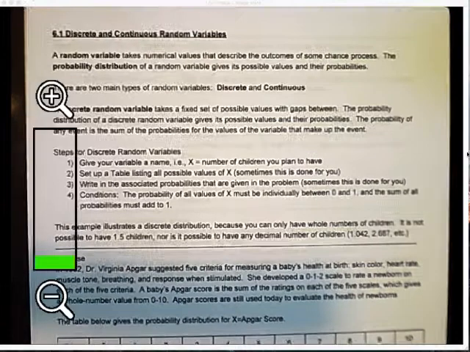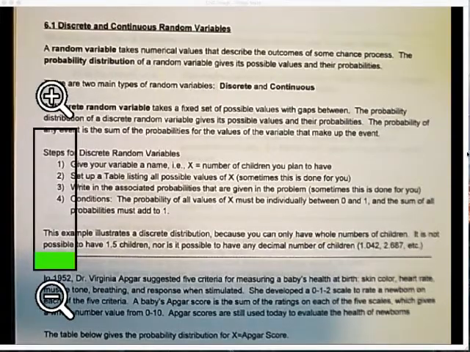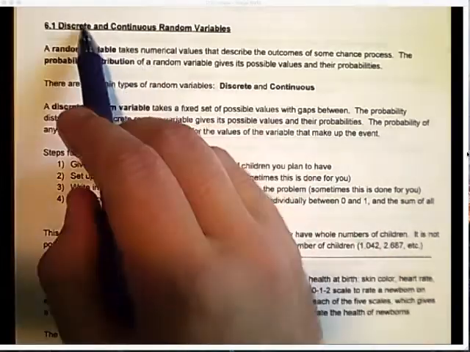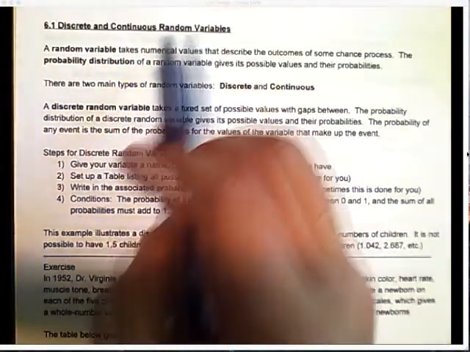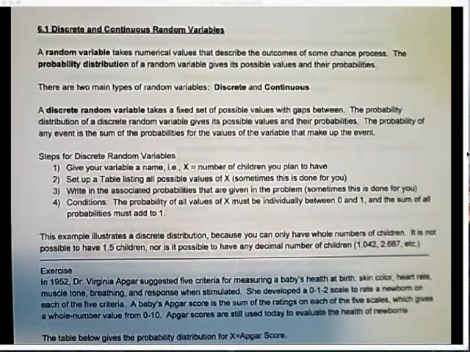Alright guys, we're moving on to section 6.1. The title of this section is Discrete and Continuous Random Variables. And for whatever reason, students usually have a hard time with this section, so you might have to go back and watch certain parts of this video multiple times until it sinks in for you.